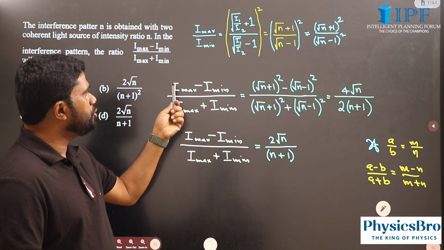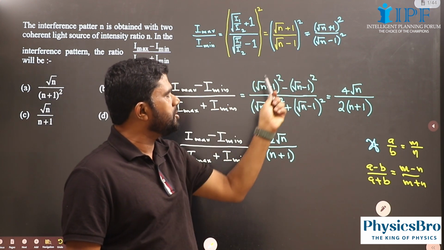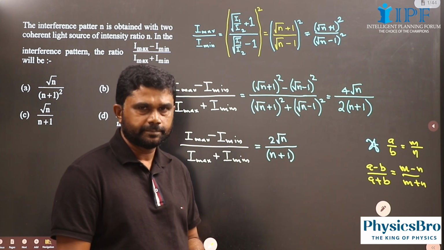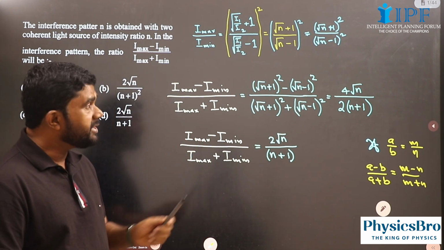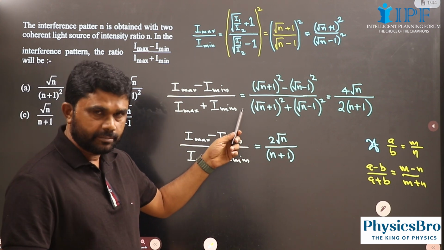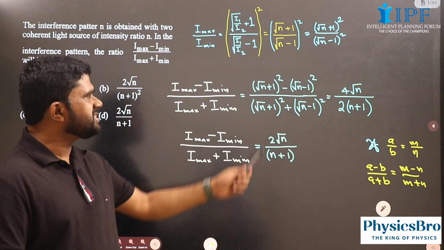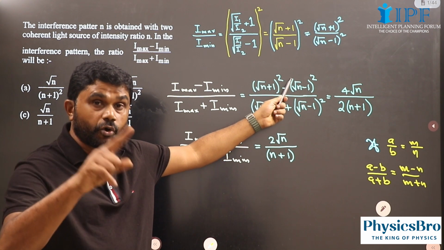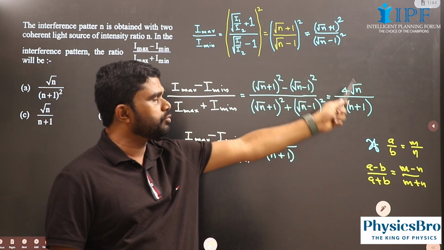So this is numerator minus denominator. On the right side also, numerator minus denominator means (root n plus 1) whole square minus (root n minus 1) whole square. In the denominator on the left side, we have I max plus I minimum, means numerator plus denominator. So on the right side also, (root n plus 1) whole square plus (root n minus 1) whole square. This numerator is of the form (a plus b) whole square minus (a minus b) whole square, that is 4ab, means 4 into root n into 1.